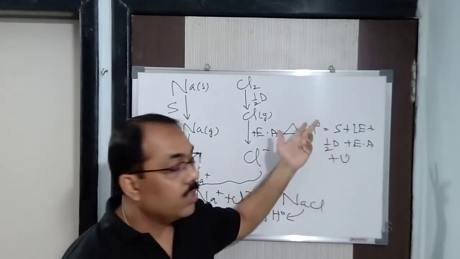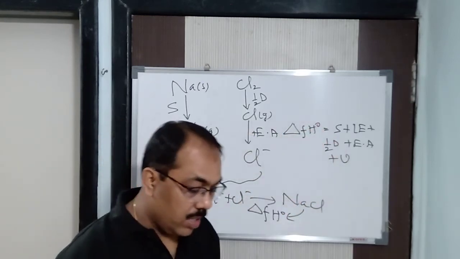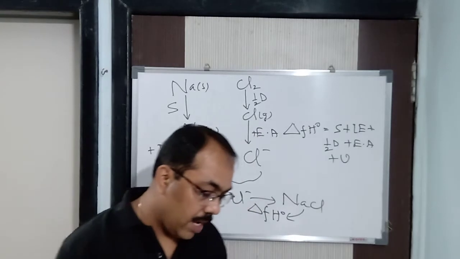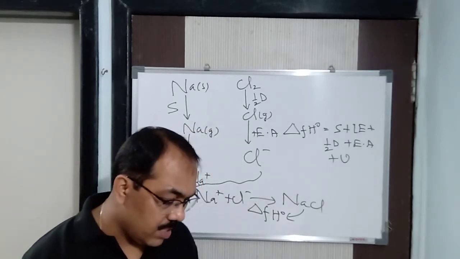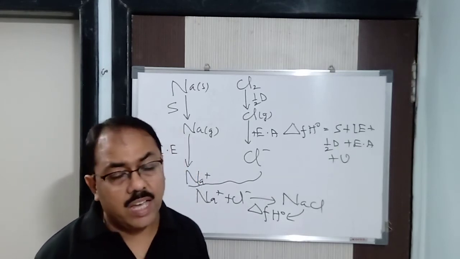If anyone is unknown, you can calculate, we can say that. Clear? So in this way, this is known as the Born-Haber cycle. The important consequence of this lattice enthalpy is that the greater the lattice enthalpy, the more stable is the ionic compound.